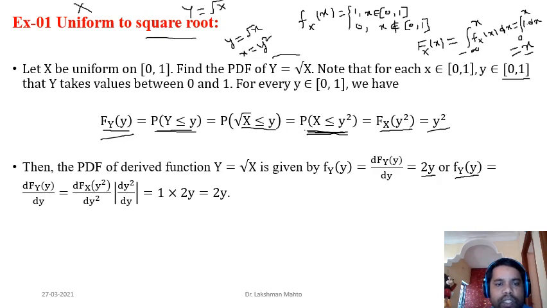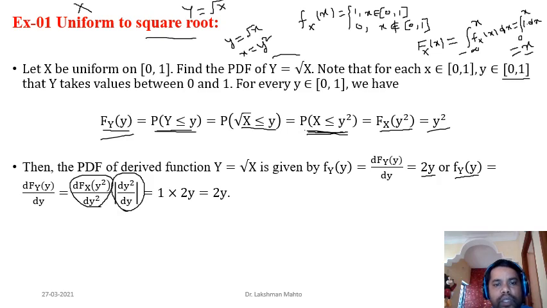So you can say that this one is the differentiation of the CDF of x with respect to x. So y square is equal to x. That means this differentiation will give the PDF of x multiplied by the Jacobian of the change of transformation. You are changing from x to y, so in this term we are calling it the Jacobian.